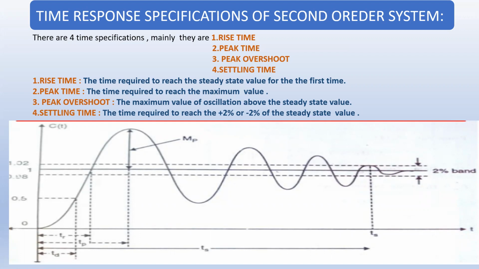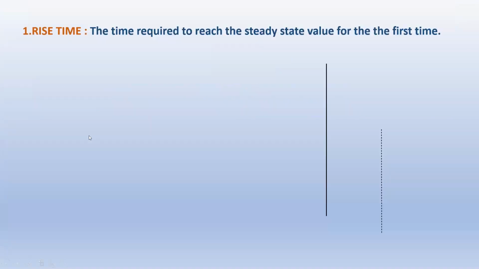In the last video, we discussed some of the time domain specifications of the second order system. We discussed what rise time is, what peak time is, what peak overshoot is, and what settling time is. So let us derive all of these with the help of this equation which we derived in the last two classes.